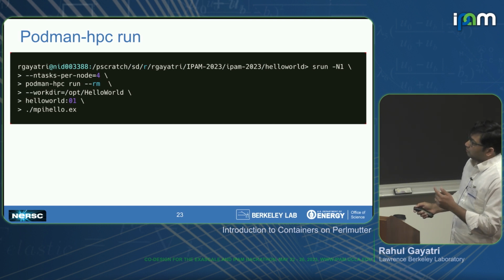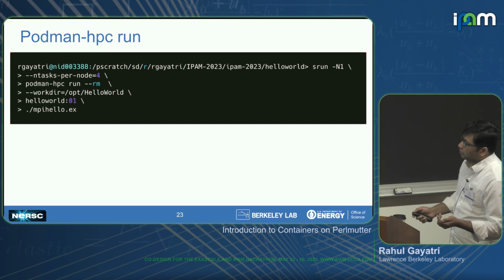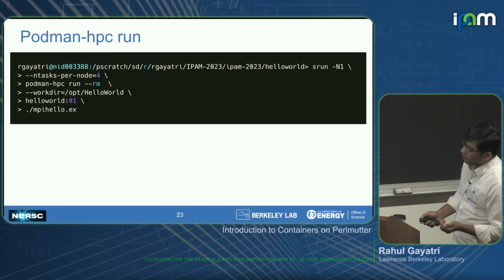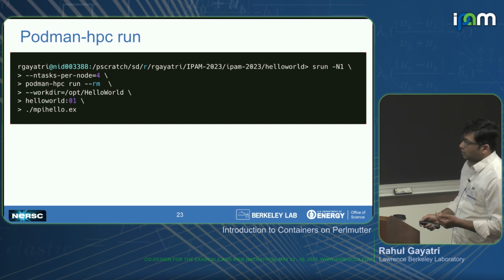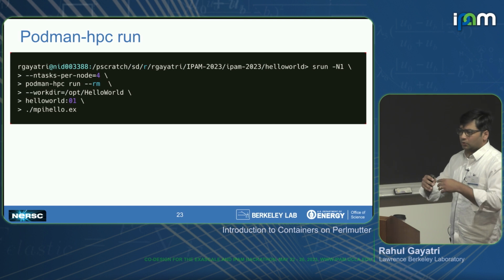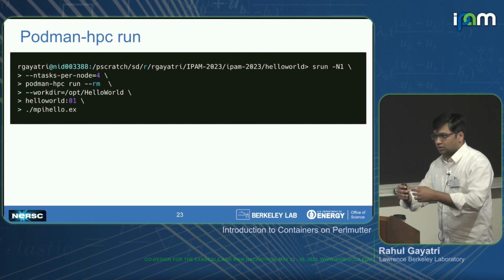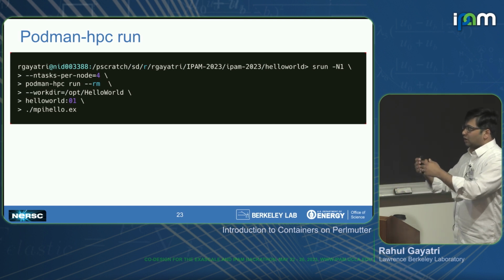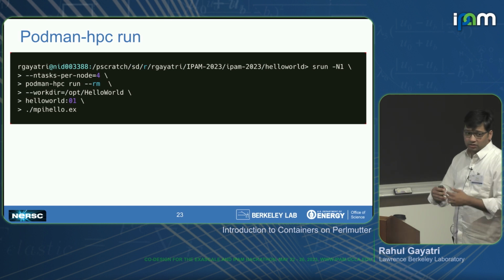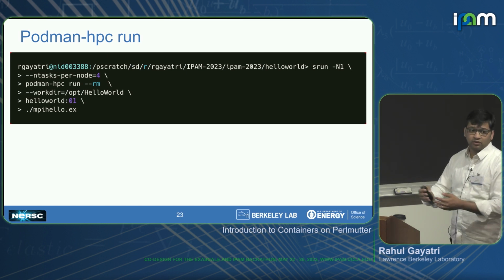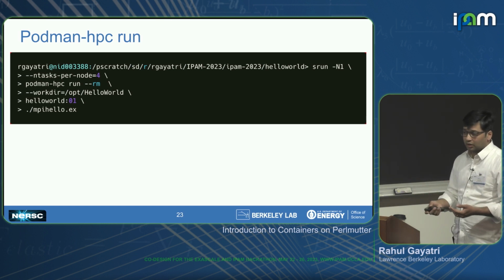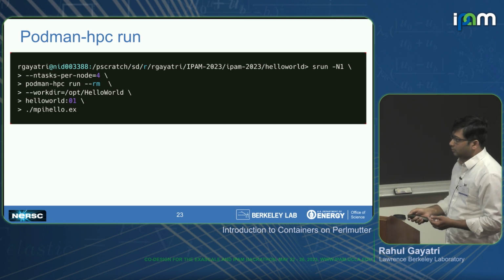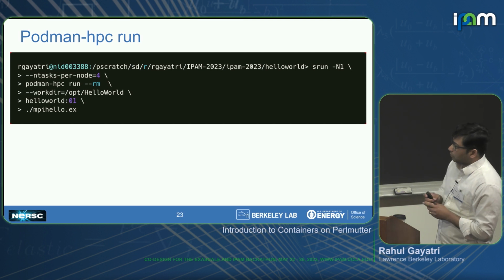So I say srun, with the options: I want to run on a single node, 4 tasks per node. We have 4 GPUs, right? Then podman-hpc --rm. I think what --rm does is, when you run the image, it creates a container, right? And when you exit that image, that dangling container is removed instead of being left on the machine. That's what --rm does.